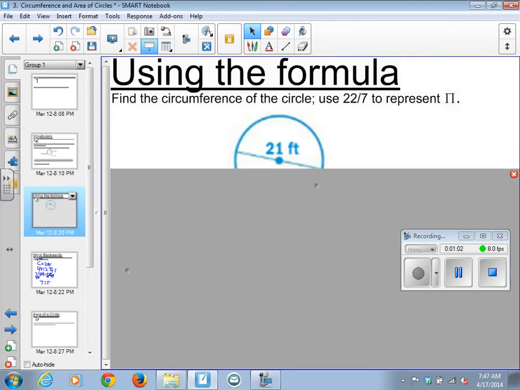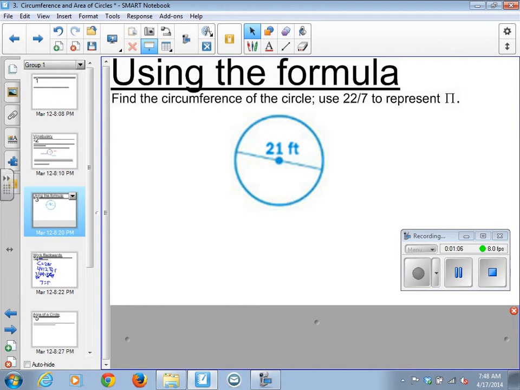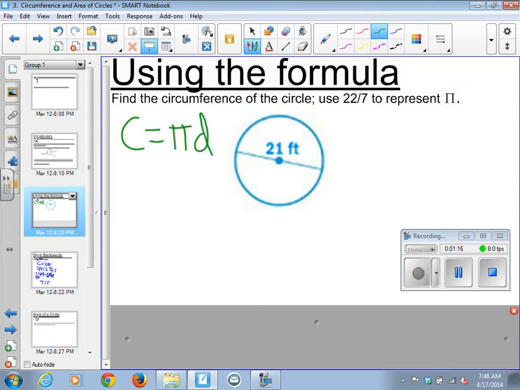Let's apply that formula to this circle. We're going to find the circumference of this circle. We're going to use 22/7 as pi. So we start by writing the formula. C equals pi times d. Since we have diameter all the way across, we're going to use pi d. Sub in what's known. Pi is 22/7. Diameter is 21. Let's set up over 1 since we have fractions here.